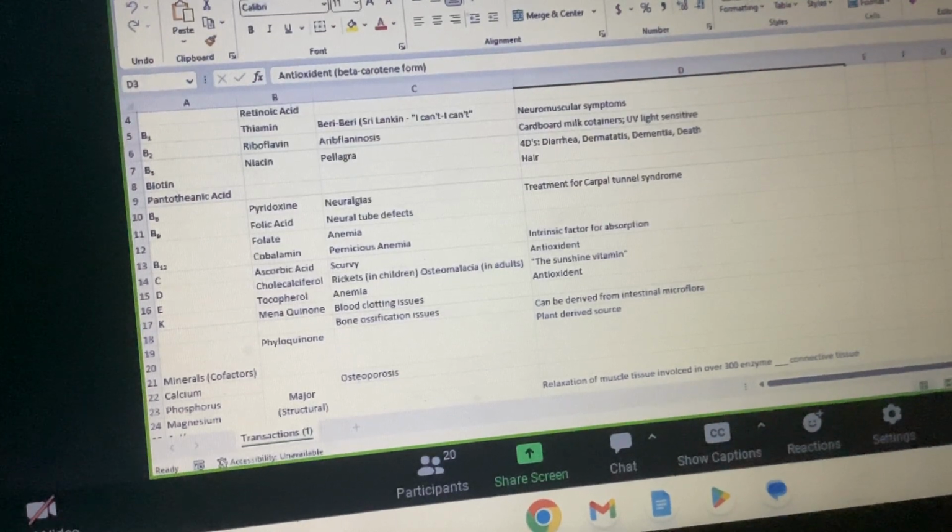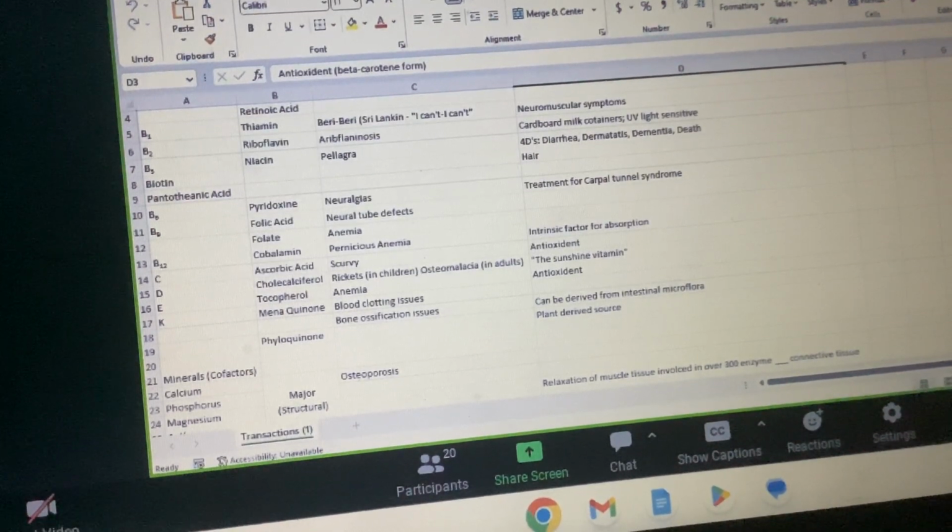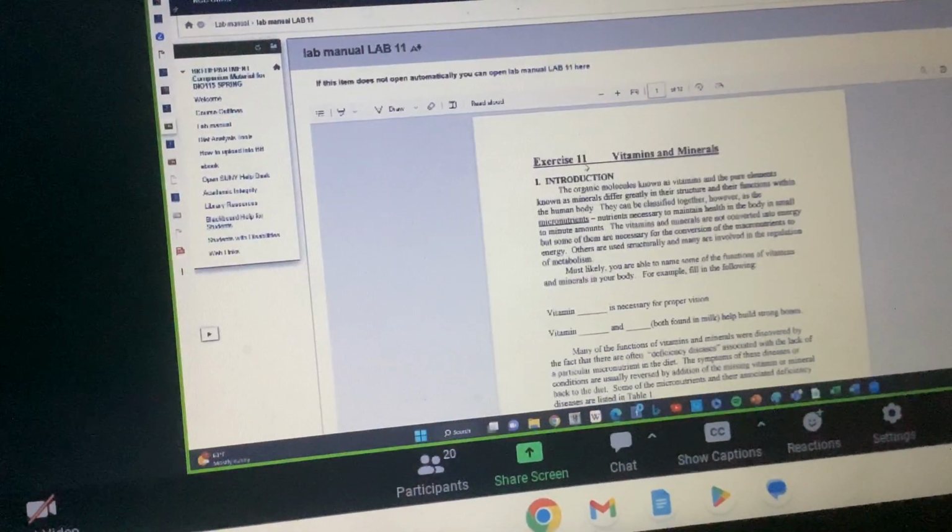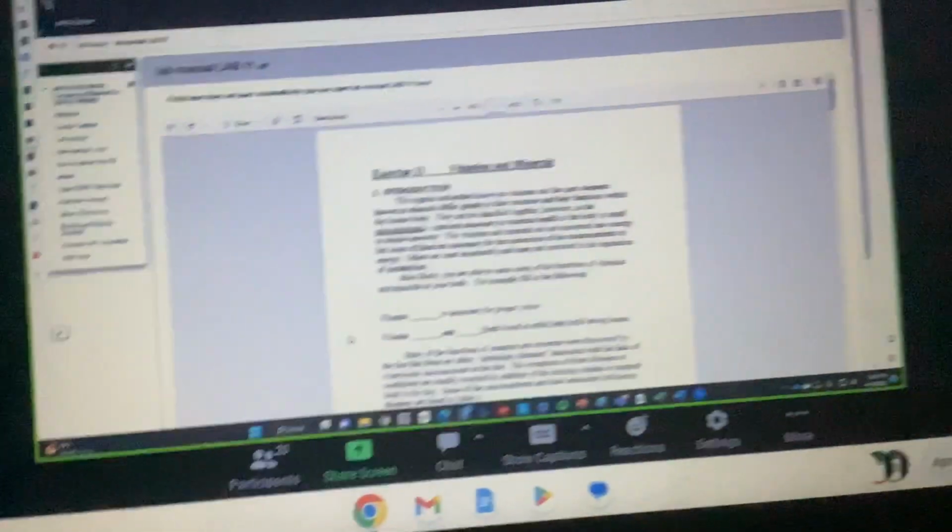That's better. I think this will do it. Let's see. Yep, this is it. Okay, can everybody see exercise 11, vitamins and minerals? I hope. I'll take that as a yes.